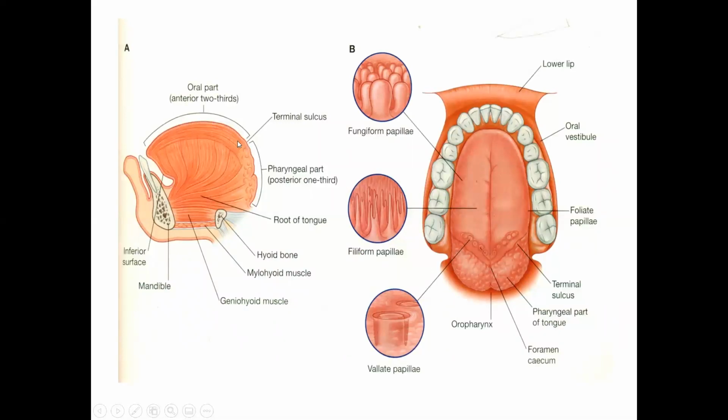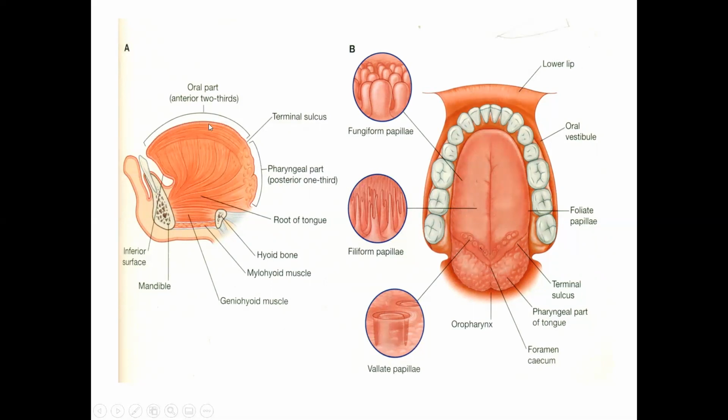Here we have the oral part, which is the anterior 2/3 of the tongue within the oral cavity, while this is the pharyngeal part, the posterior 1/3 of the tongue. It is located in the oropharynx. Between the anterior 2/3 and the posterior 1/3, we have the sulcus, which divides them, and it is known as the sulcus terminalis. And this is the root of the tongue.